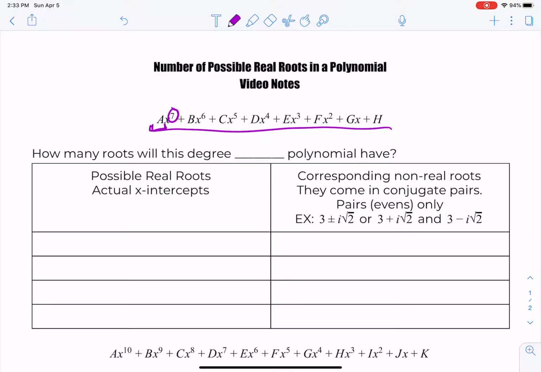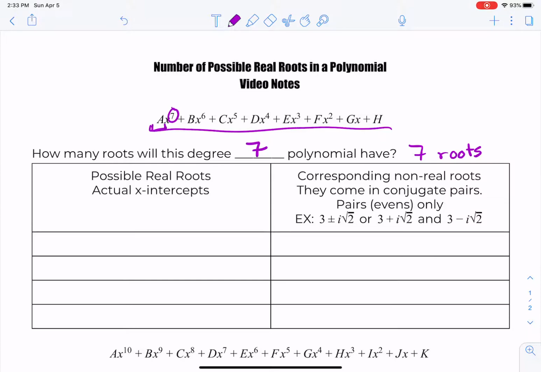They're just recognizing that this could be any number, positive or negative, and the rules we're going to talk about will apply. So how many roots will this degree 7 polynomial have? Well, it's going to have 7 roots, right? We talked about that last week or the week before. The number of roots is equal to the degree of the polynomial.